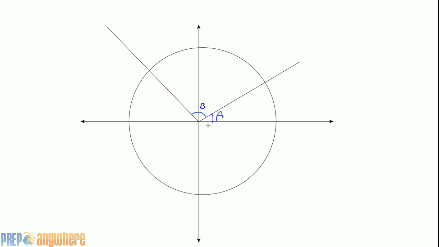Then this whole thing is clearly A plus B, right? So what is the coordinate of that if this was a unit circle? So this right here is sine of A plus B, this length here. And this length here is cosine of A plus B. That's the coordinate, that coordinate right there.